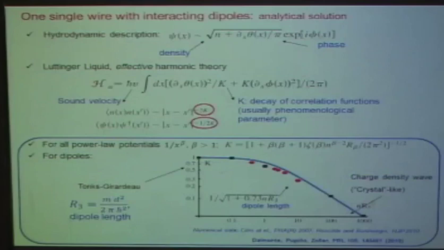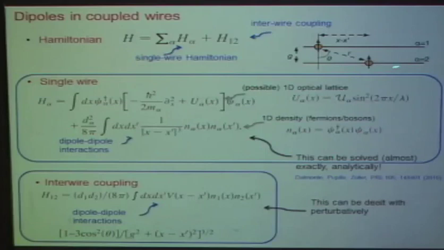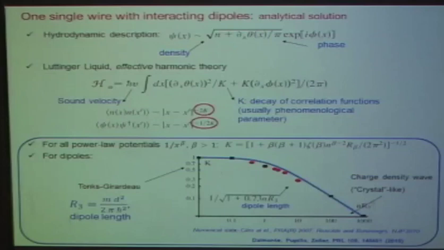So if one now takes a single wire, first we concentrate on this single wire here, the physics of interacting bosons in a single wire. Now we can replace the total Hamiltonian by an effective Hamiltonian, which is a harmonic Hamiltonian, the so-called Luttinger liquid, in which you basically have just density fluctuations and phase fluctuations of a field, which in a dynamic description is just given by a density and an exponential which has a phase inside. If you plug this field into your original Hamiltonian, you end up with this kind of harmonic Hamiltonian that you can clearly solve. What is important here is that everything is expressed in terms of some parameter kappa and some velocity. And kappa is what determines the decay of the correlation function.